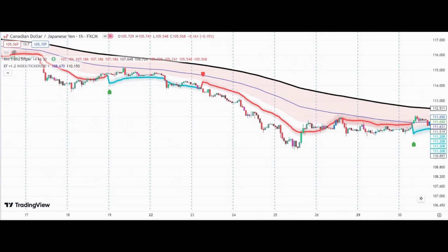You have your EMA already showing you that the current market is in a downward trend, and at this point you are getting a signal from the RMI trend sniper giving you a sell signal. At the close of this candle, you open your sell trade, you place your stop here, your target 1 to 3. So your target should be around this point for this particular trade.